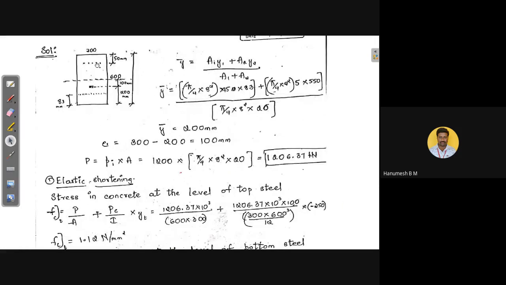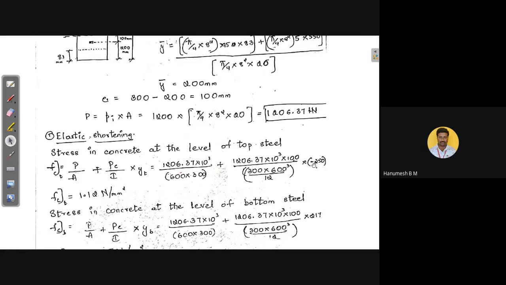Top steel ಯಾವ position ಅಲ್ಲಿ ಇದೆ from CG of the concrete ಅಂದ್ರೆ this 300 minus 50 ಎಷ್ಟಾಯ್ತು? 250. 250 above the centroidal axis of the concrete ಇರೋದ್ರಿಂದ ಇದನ್ನ minus 250 ಅಂತ ಬರ್ಕೊಂತಿದ್ದೀವಿ. It is very important. Sign is very important. Since it is above the centroidal axis of the concrete, the position of the steel wires, we need to take it as negative sign, minus 250. On simplification, we get stress in concrete at the level of top steel as 1.12 Newton per mm square.